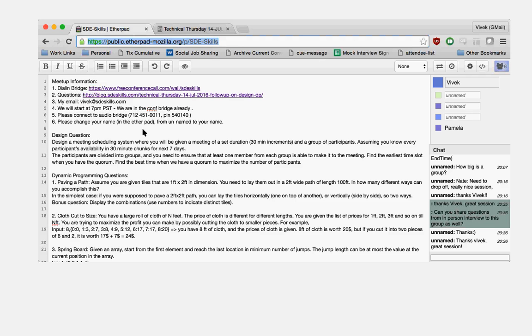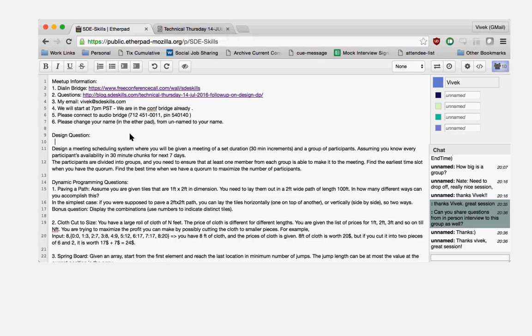All right, so moving on, today the focus will be the design question first, and we'll take a little bit of a step back and cover the older question and solve it. The idea is that you're trying to design a meeting scheduling system where you're given a meeting of a duration, in 30-minute increments, and you're looking at participants. Let's start with the case where every participant is mandatory. You know their availability in 30-minute chunks for the next 7 days, and your goal is to find a slot where all the participants are available for that duration.